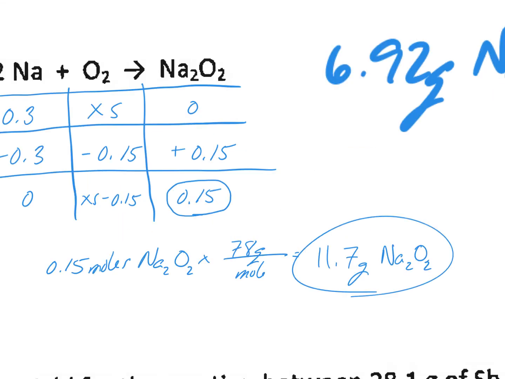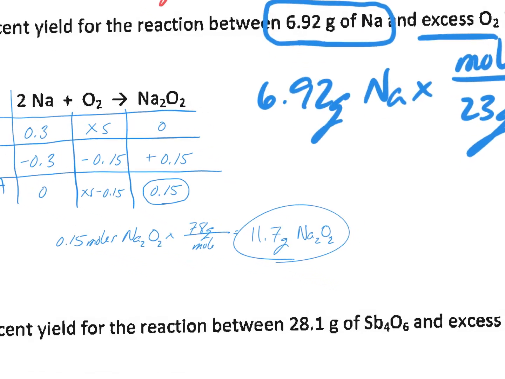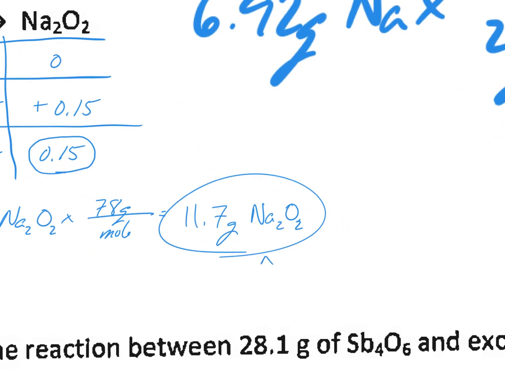So let's see how many grams of sodium peroxide would come out of 0.15 moles. Okay, so we would make 11.7 grams of sodium peroxide because the molar mass for sodium peroxide is 78 grams. Okay, 11.7 grams of sodium peroxide. This is the expected amount. This is the theoretical amount. I'm just going to write that down. This is the theoretical amount.